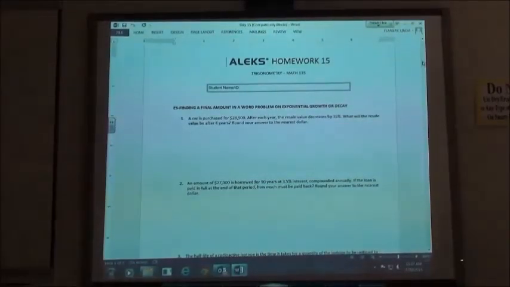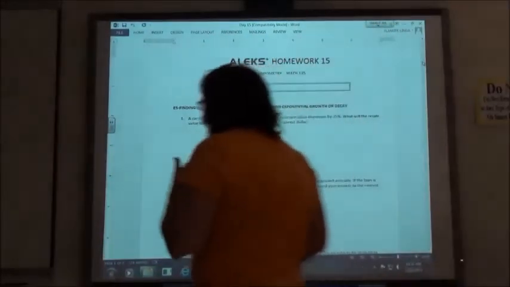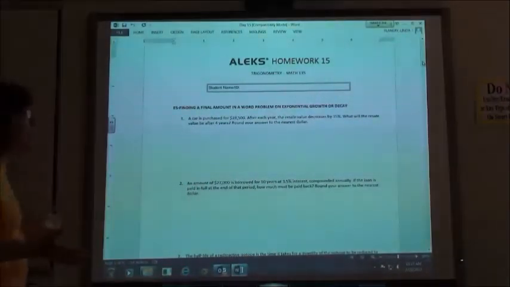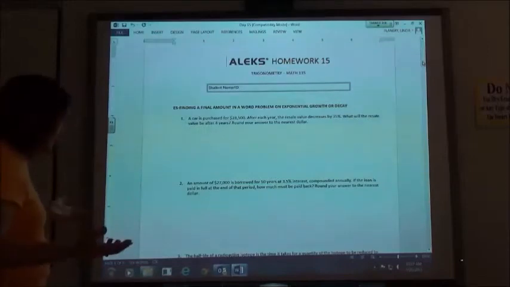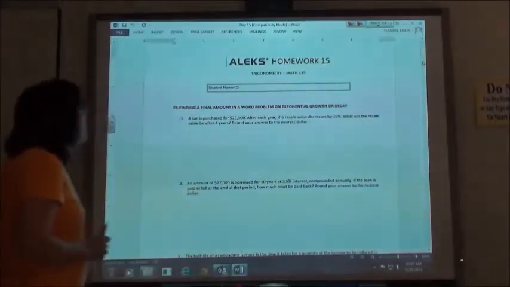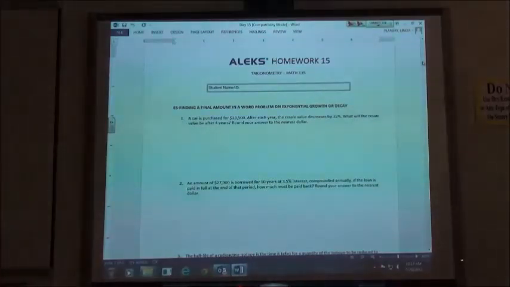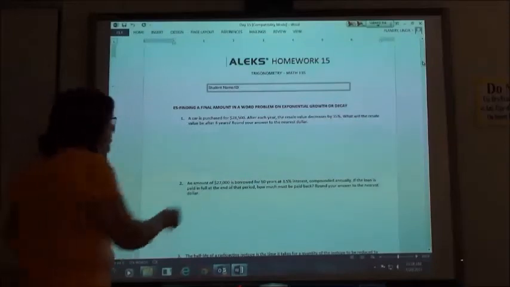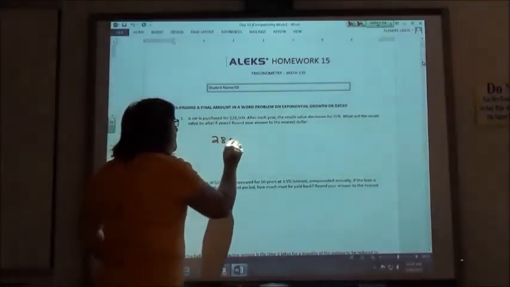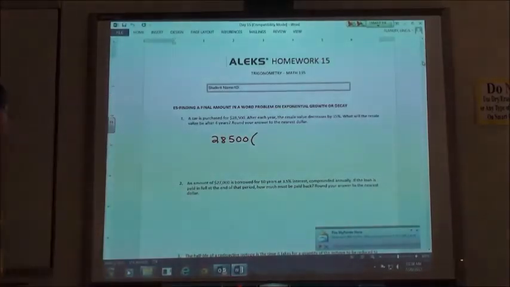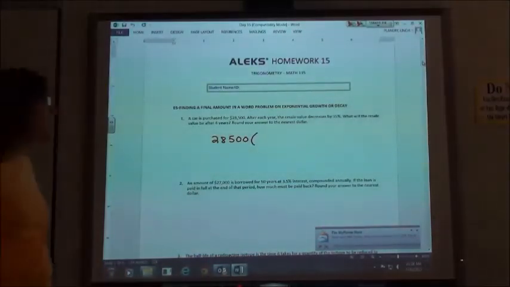So trig homework 15 now is continuing on, where we're going to have some application problems where we have to set up our exponential functions and then calculate the value. So we're finding the final amount in a word problem on exponential growth or decay. It says a car is purchased for $28,500. That's our starting amount. After each year, the resale value decreases by 35%.